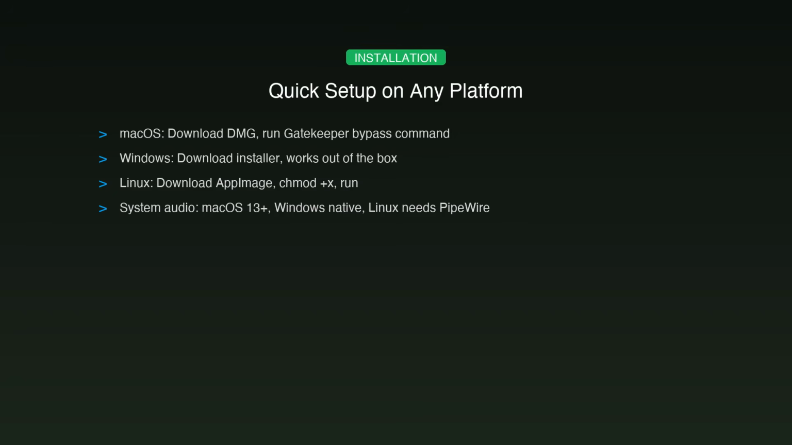Installation is straightforward. Head to the GitHub releases page, download the installer for your platform, and you're set. On macOS, you might need to run a quick terminal command to bypass Gatekeeper since the app isn't signed with an Apple Developer Certificate. One line takes 2 seconds. On Windows, it just works out of the box. On Linux, you download the AppImage file, make it executable, and run it. You might need PipeWire for system audio capture on Linux, but microphone recording works regardless.